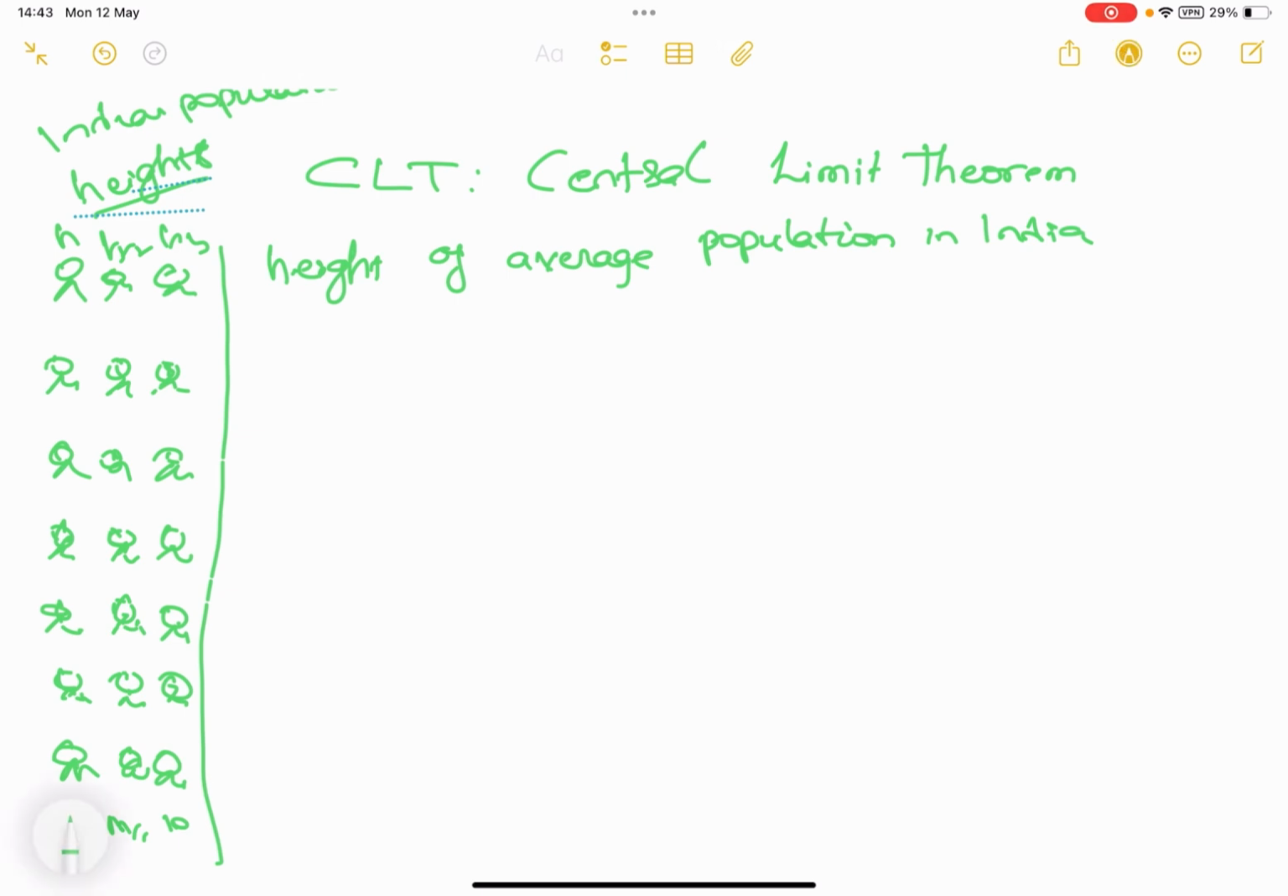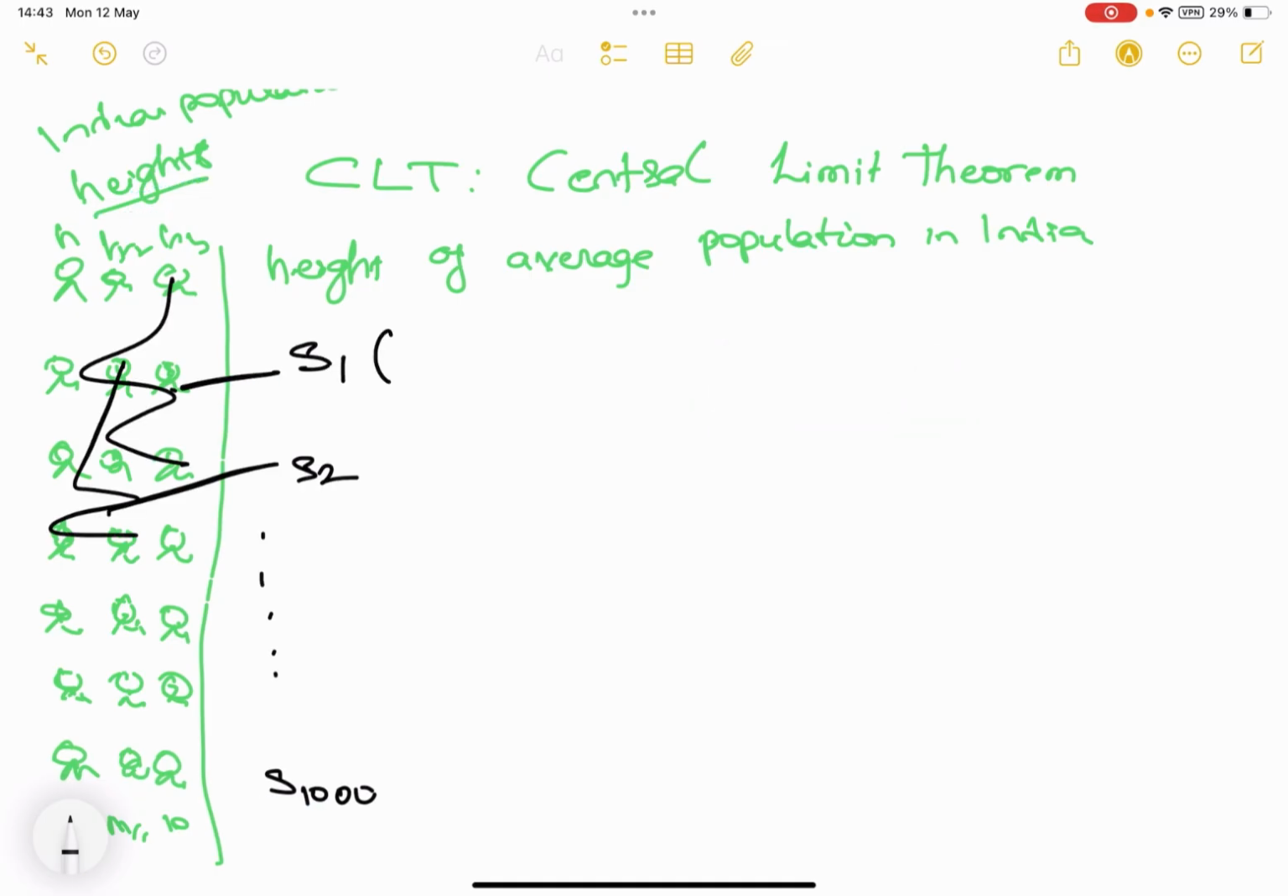So what I will do is take a few samples here. Sample 1, sample 2, like that. I will take 1000 samples. Each sample, I will make sure that the sample size is minimum 30. Each sample should contain n greater than or equal to 30. How many samples have I taken? 1000 samples. For all these 1000 samples, I will calculate the means separately.